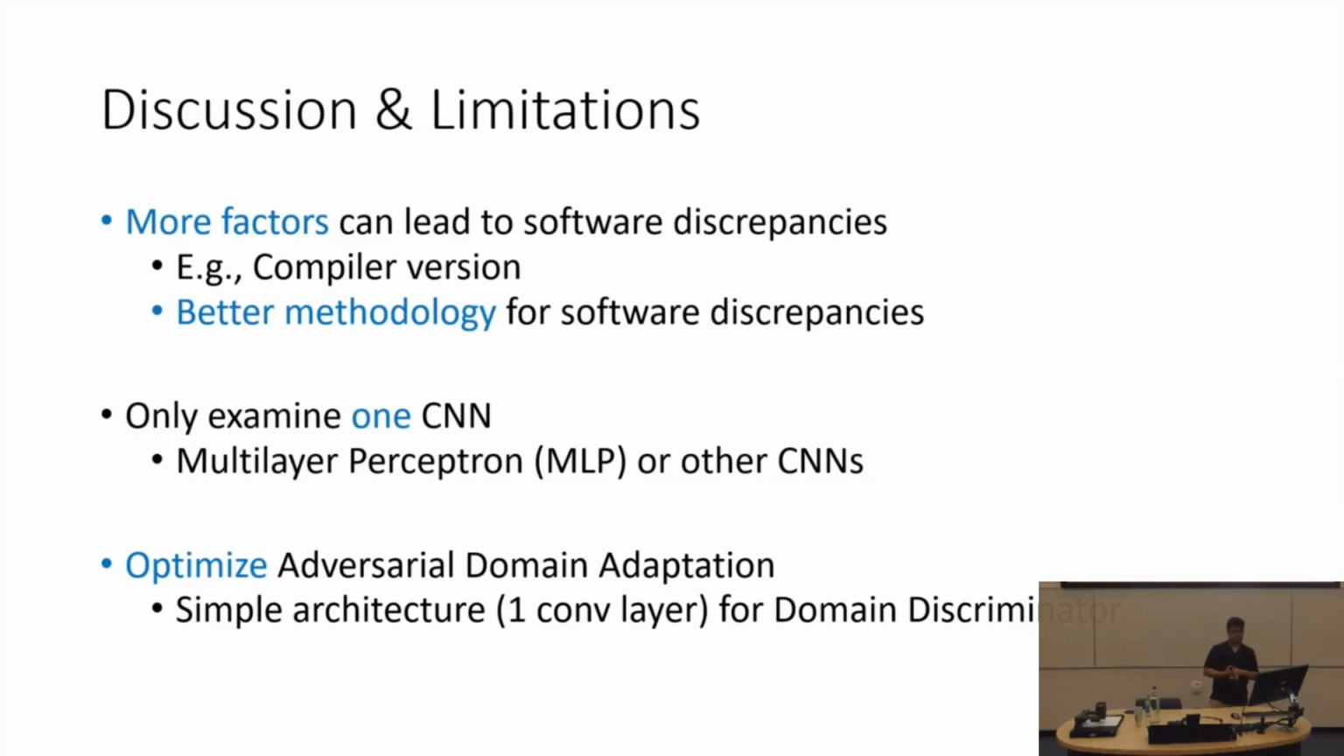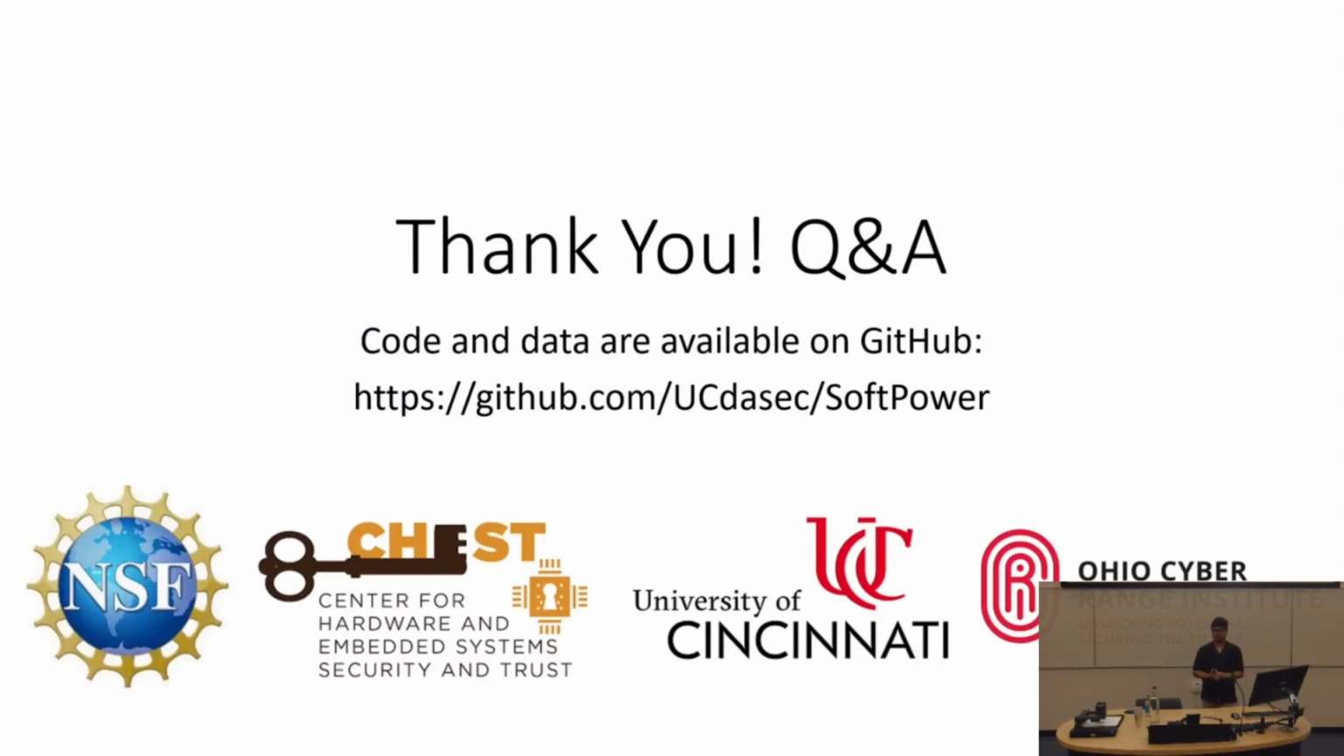So more factors can lead to software discrepancies, for example, compiler version. And we also examined only one CNN architecture in this paper. So we wish to expand this to different architecture models and see what performance they offer. And we also want to focus on adversarial domain adaptation with a simple architecture of a single convolution layer domain discriminator. Thank you.